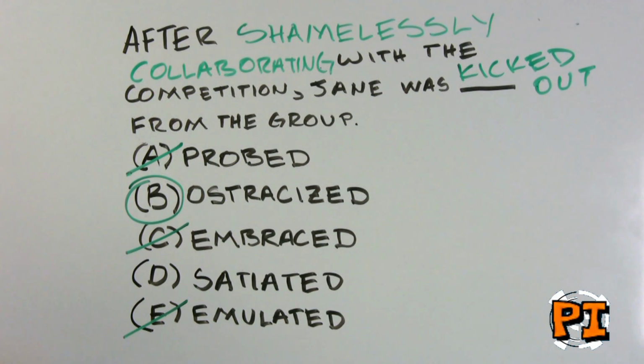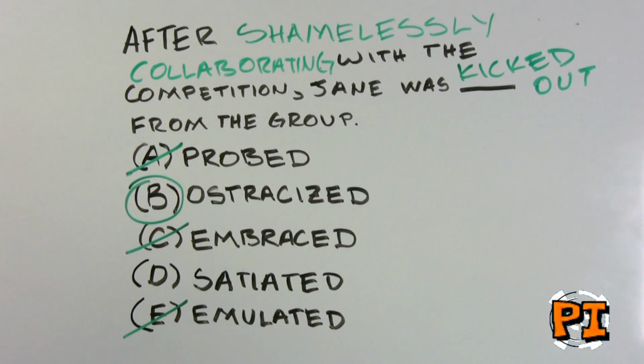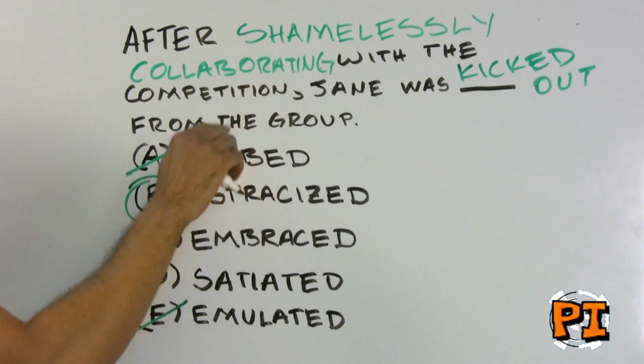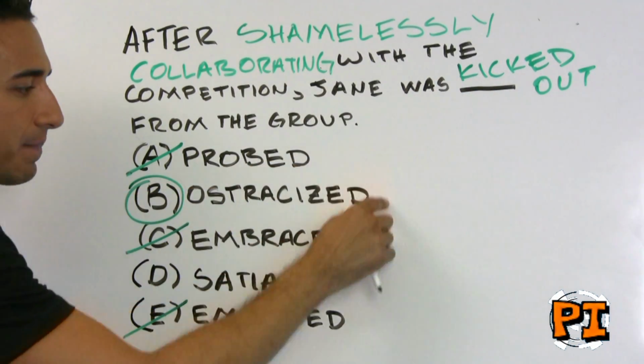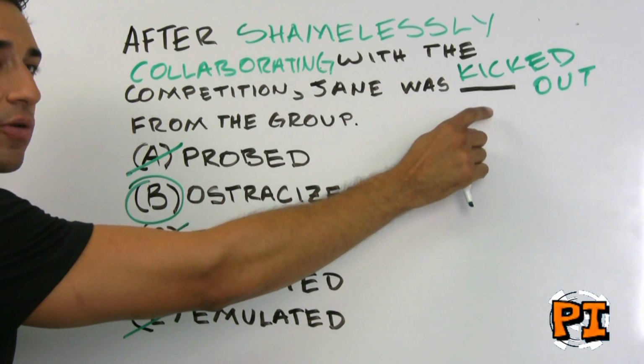How did we know it was the right answer? We knew it was the right answer because of these two words, shamelessly collaborating. They're always going to give you a hint in every single sentence completion. The trick is, don't look at the answer choices until you figure out what the hint is, and then come up with your own word and compare it to the answer choices, eliminating any answer choice that doesn't agree with the word you've already come up with.